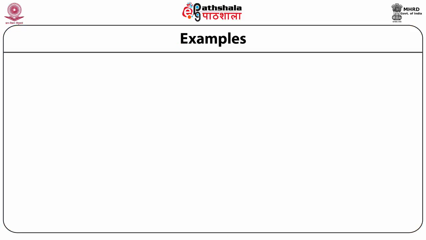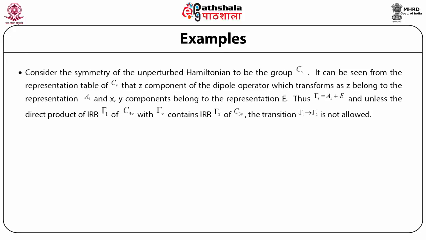We will illustrate this with the help of an example. Consider the symmetry of the unperturbed Hamiltonian to be the symmetry C3v. It can be seen from the representation table of C3v that the z component of the dipole operator, which transforms as the component z of a vector r, belongs to the representation A1, whereas the x and y components belong to the representation E. Thus, the dipole operator V, or its representation gamma V, is A1 plus E.